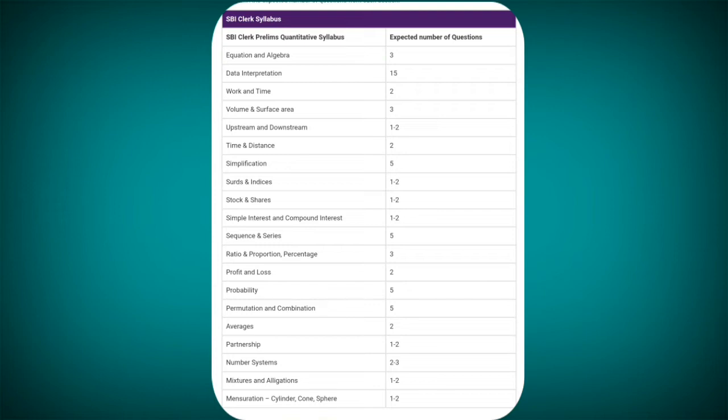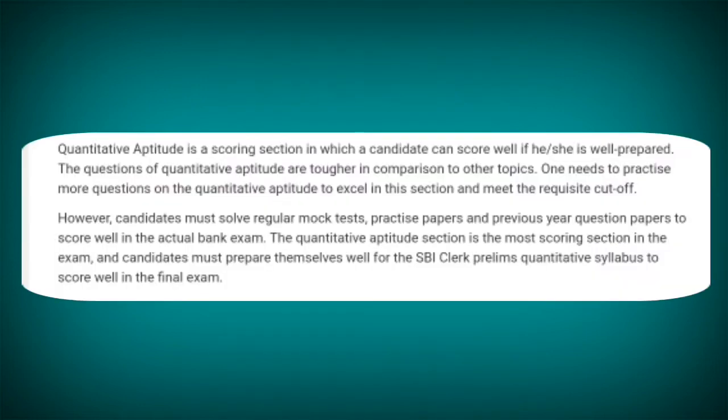Percentage: 3 questions. Profit and Loss: 2 questions. Probability: 5 questions. Permutation and Combination: 5 questions. Averages: 2 questions. Partnership: 1 to 2 questions. Number Systems: 2 to 3 questions. Mixtures and Allegations: 1 to 2 questions. Mensuration, Cylinder, Cone, Sphere: 1 to 2 questions. Quantitative Aptitude is the scoring section in which a candidate can score well if she is well prepared.